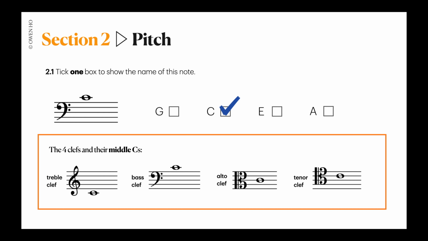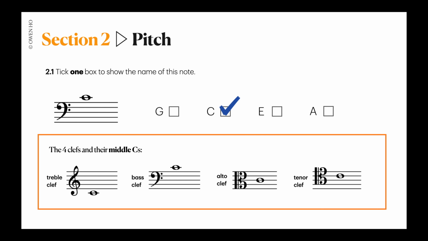Think of the clefs like a ruler. We are moving the 0 point, the starting point, to various places so that the middle C might be starting in the bottom, like the treble clef, or at the top, like the bass clef, or somewhere in the middle, like the alto and tenor clefs.